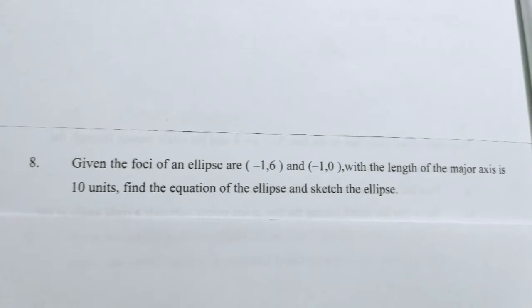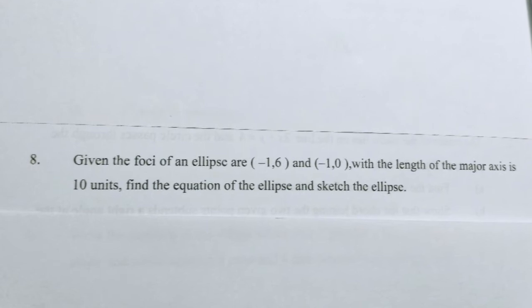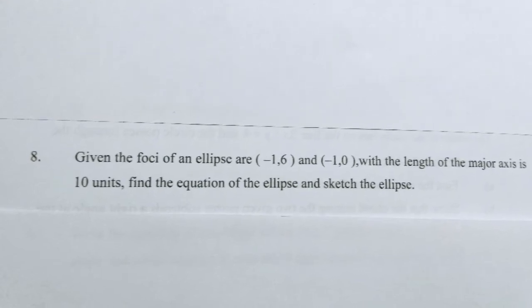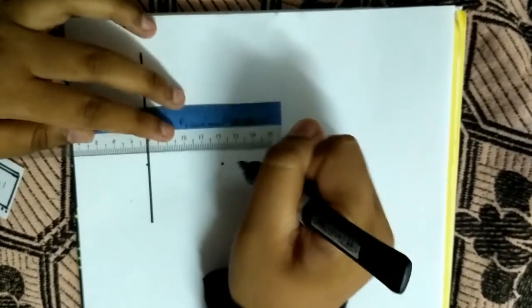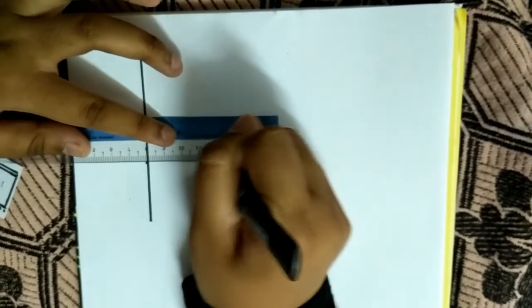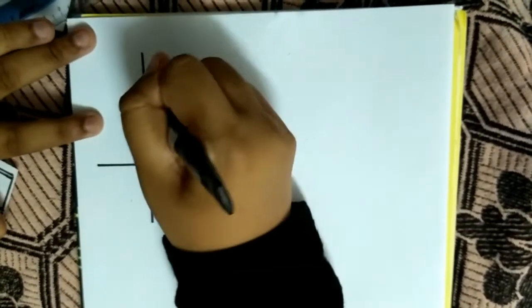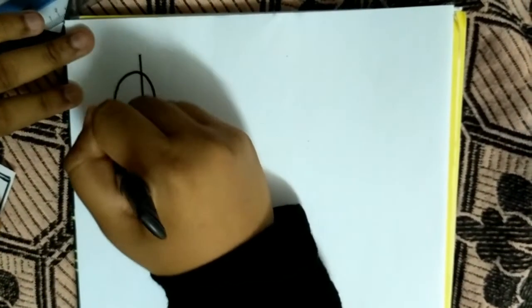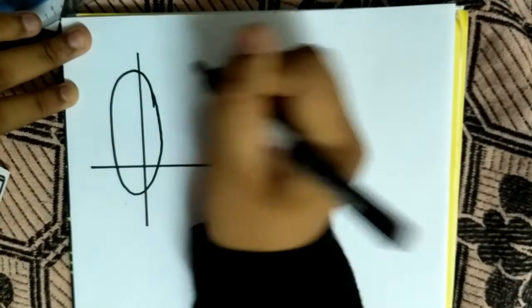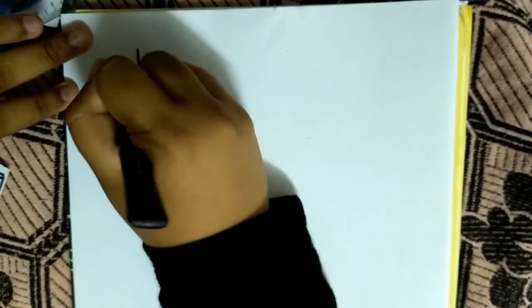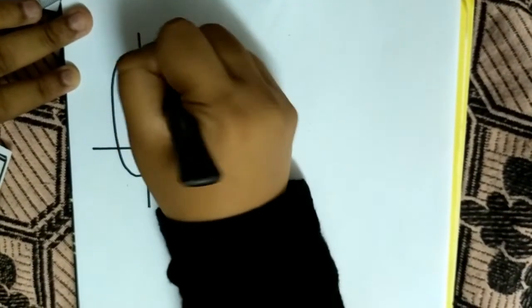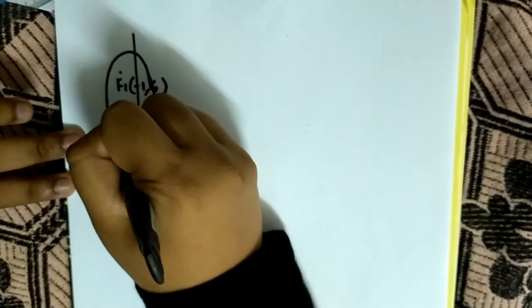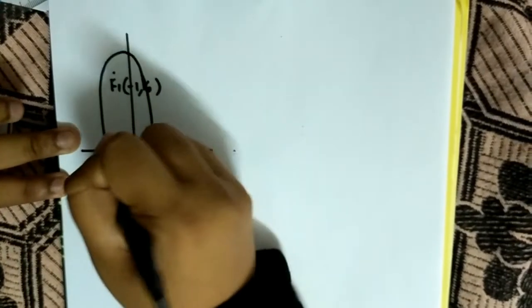The foci of an ellipse are (negative 1, 6) and (negative 1, 0), with the length of the major axis 10 units. Find the equation of the ellipse and sketch the ellipse. First, we're going to sketch the graph. We know that it is a standing ellipse as there's only a difference in the y coordinates. Given was your foci 1 is (negative 1, 6) and your foci 2 is (negative 1, 0).